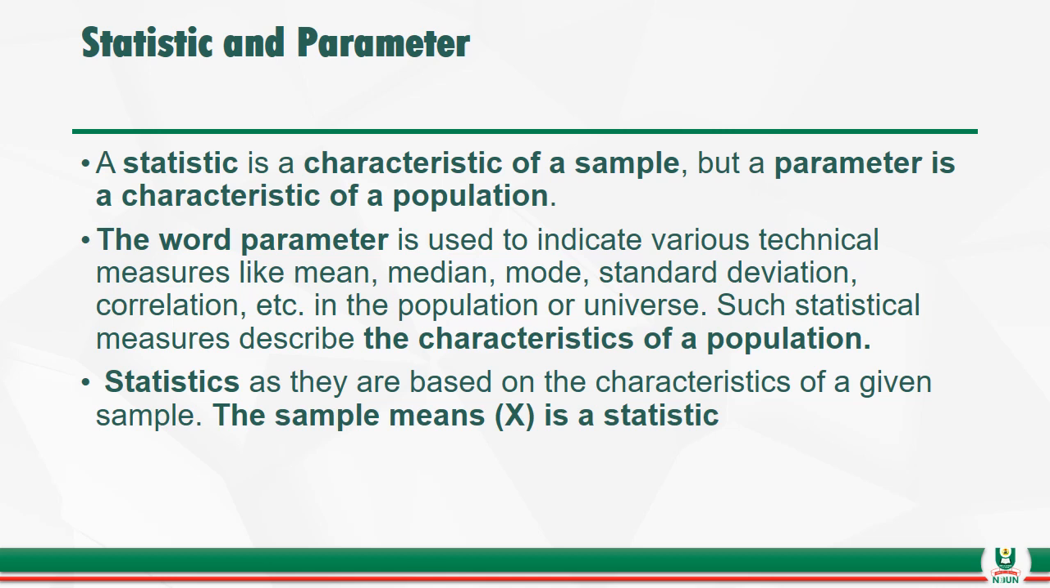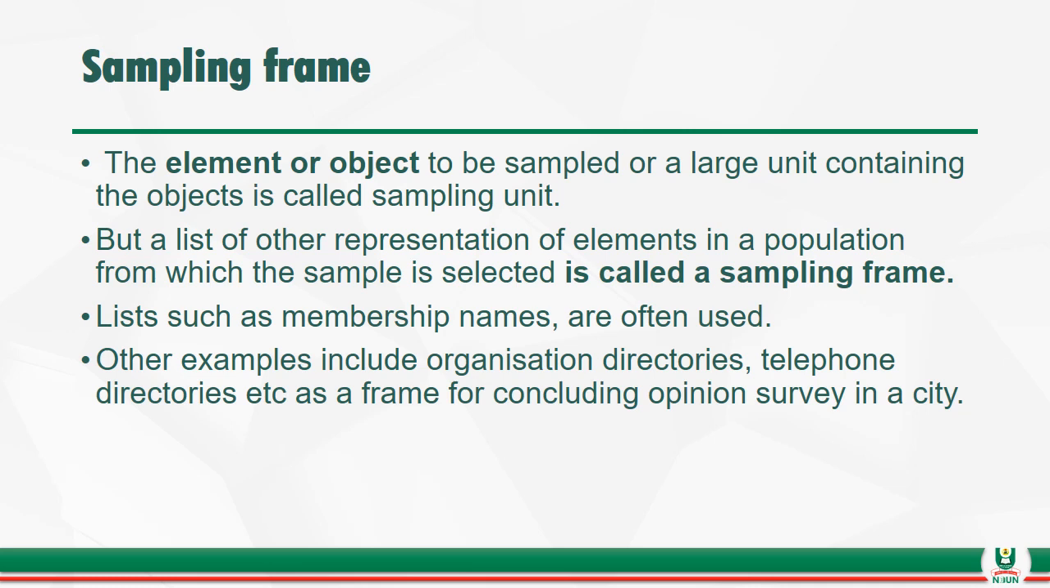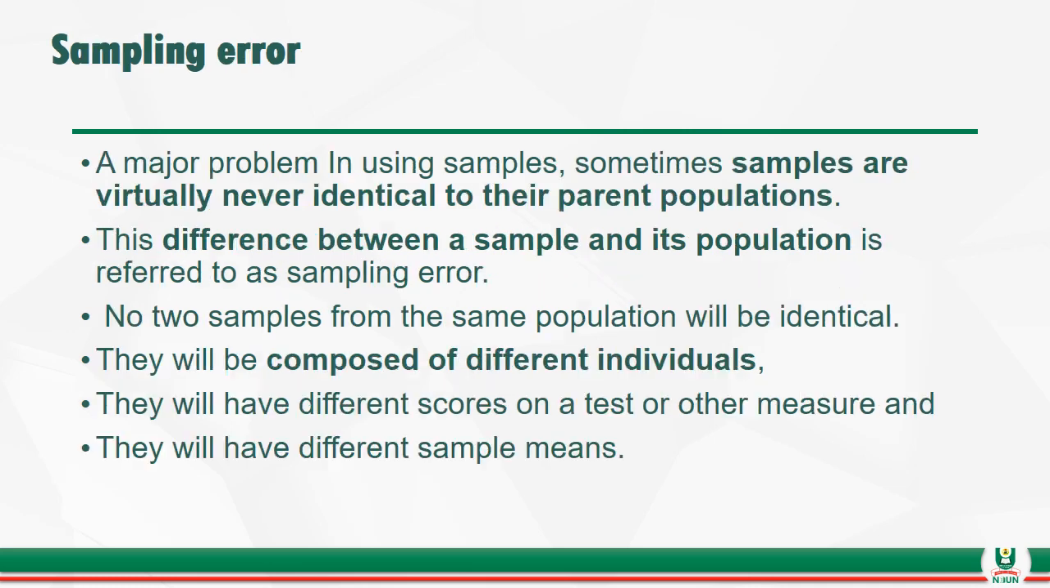The sample means is a sampling frame. The element or object to be sampled, or a larger unit containing the object, is called a sampling unit. But a list or other representation of elements in the population from which the sample is selected is called a sample frame. Lists such as membership names are often used. Other names include organizations' directories, telephone directories, etc., as a frame for conducting opinion surveys.